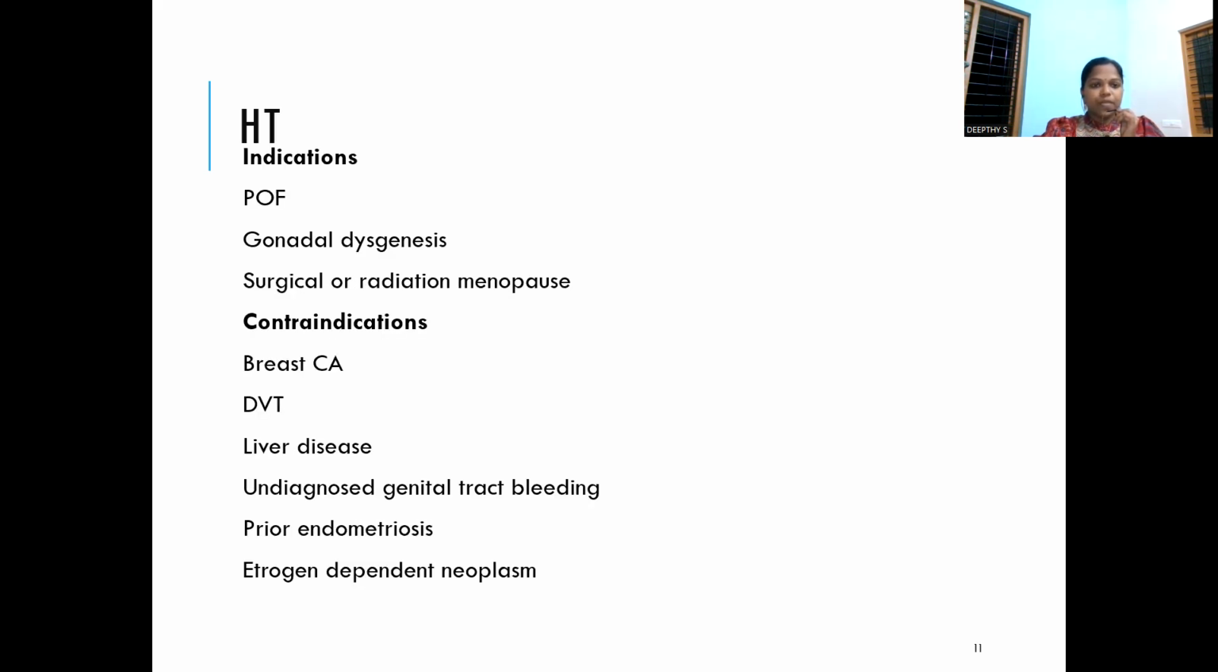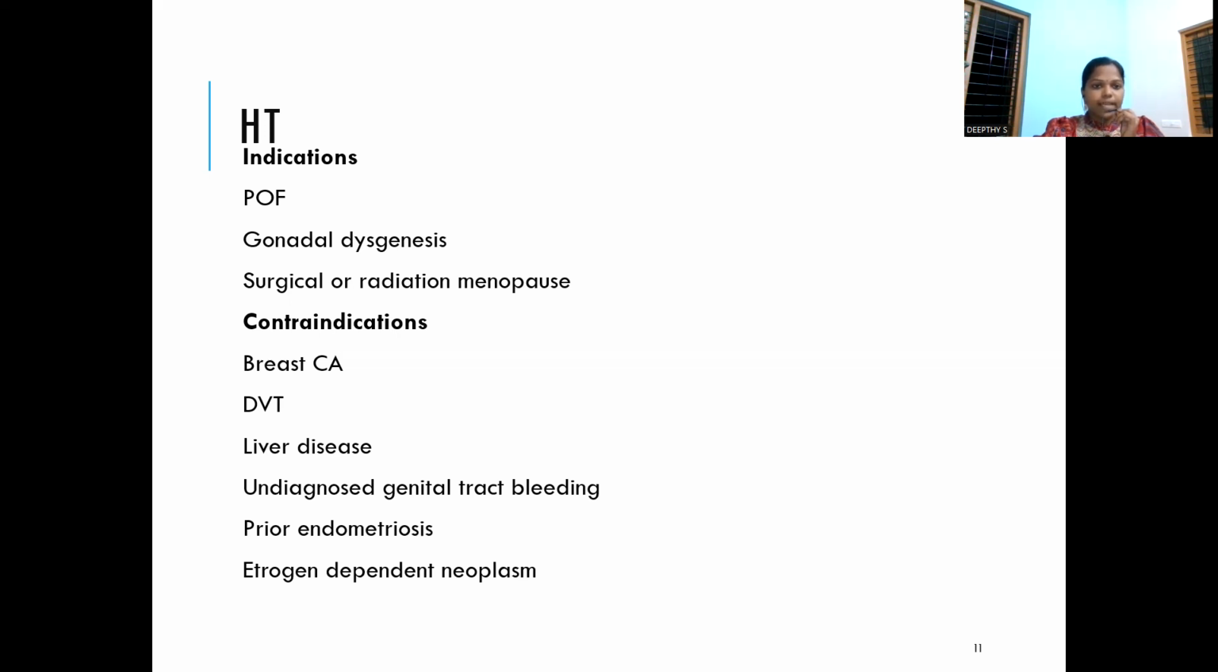Then coming to the hormonal management, that is hormone replacement therapy. Hormone replacement therapy is good for reducing the vasomotor symptoms and psychological symptoms, etc. The indications of hormone replacement therapy are premature ovarian failure, then gonadal dysgenesis, then surgical or radiation menopause. In these three conditions, hormone replacement therapy should be done.